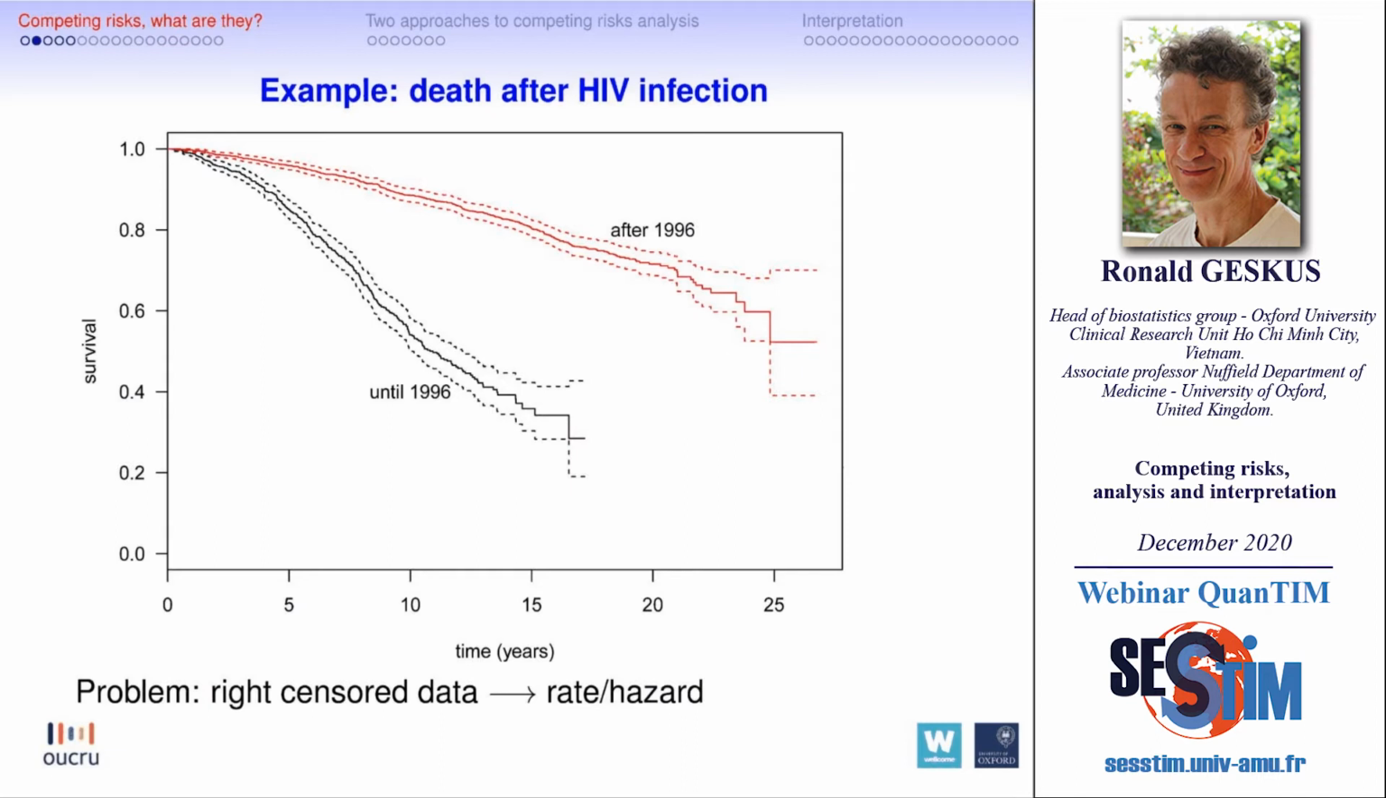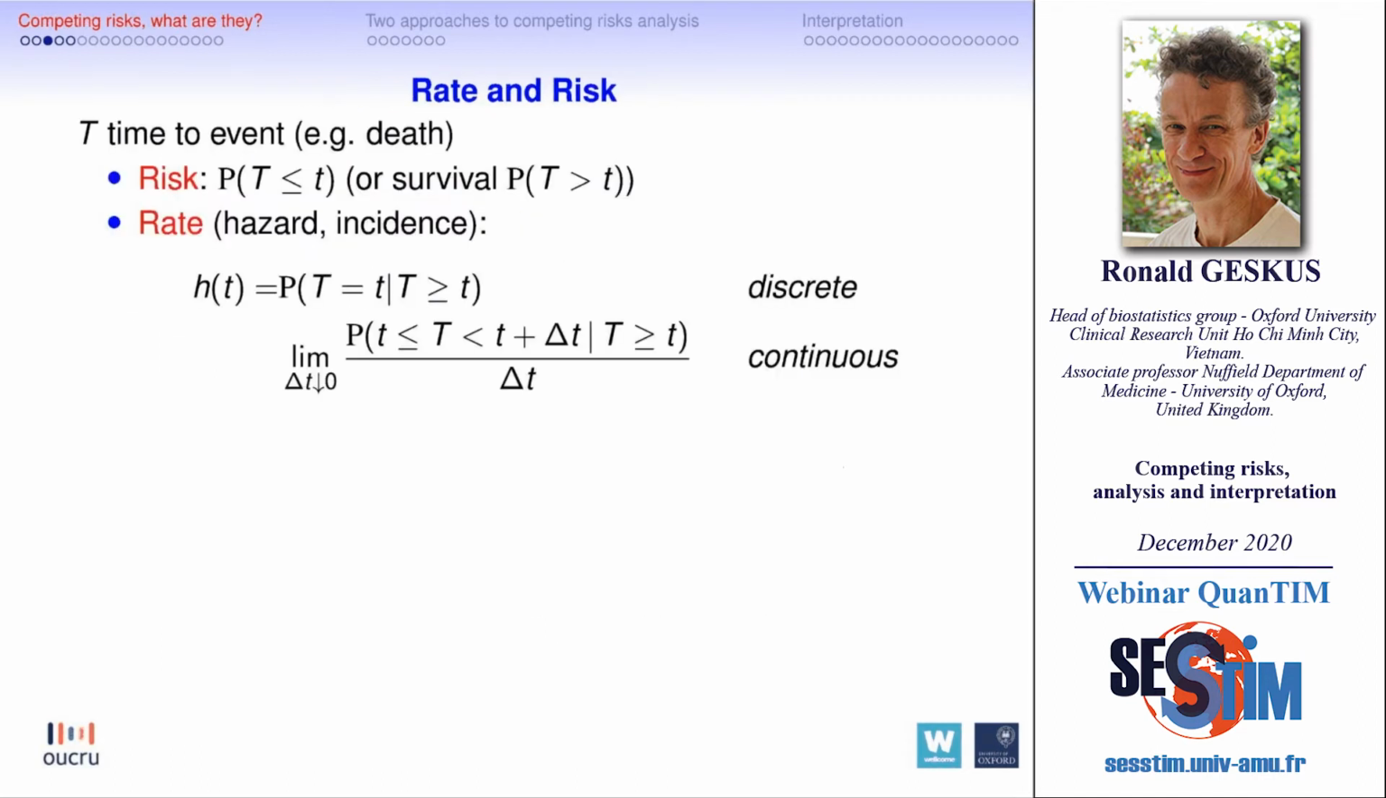And for that issue, for that problem, the hazard or the rate is a very important quantity. So the two main concepts, quantities in survival analysis are the risk and the rate. So the risk, that is what was plotted in the previous figure, the probability to have the event before a time t, or the survival, the probability to remain event-free. And the hazard is a conditional probability. So it is the probability to have an event, given that you are still event-free at that time point.